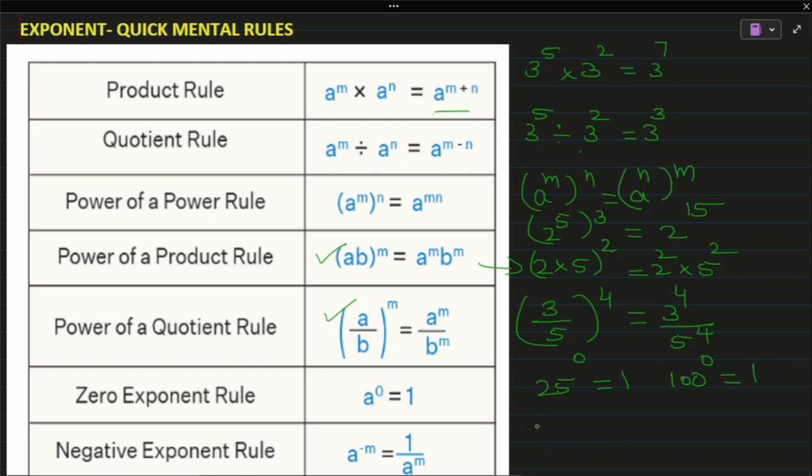Now, when the power becomes negative, suppose 2 raised to minus 4, you can make the power positive by taking the number to the denominator. That is 1 by 2 raised to 4. Or 4 raised to minus 3, you can write as 1 by 4 cube. So the power becomes positive. These are some quick mental rules. You have to learn all these things so that all the calculation becomes easy.